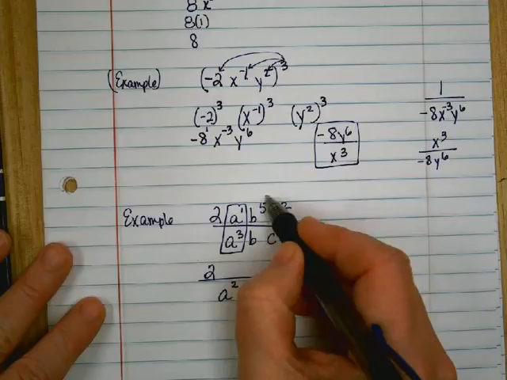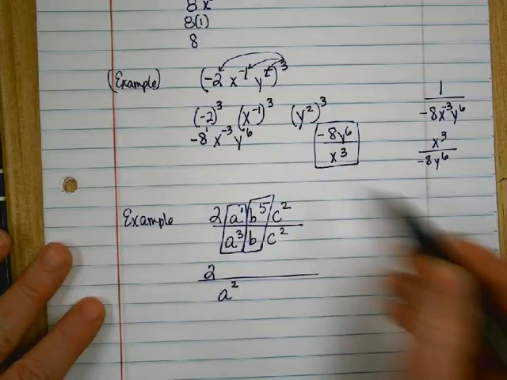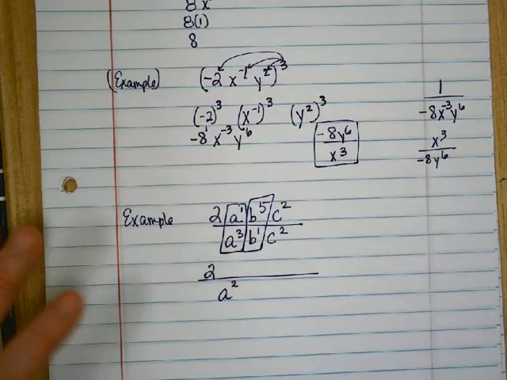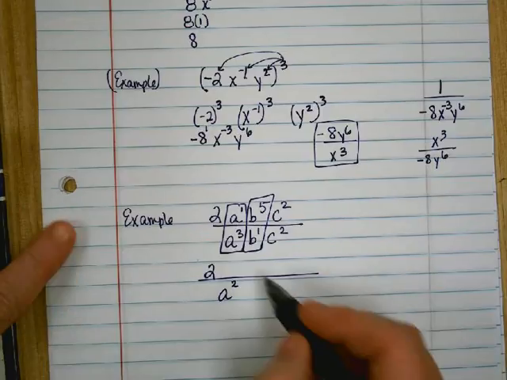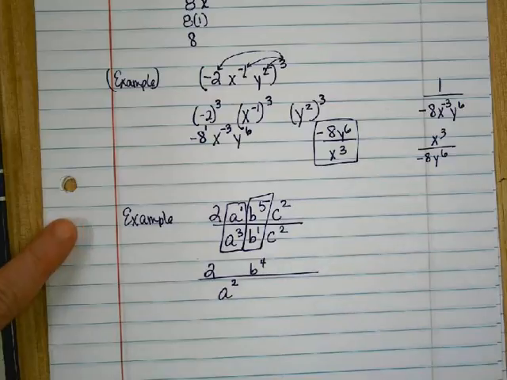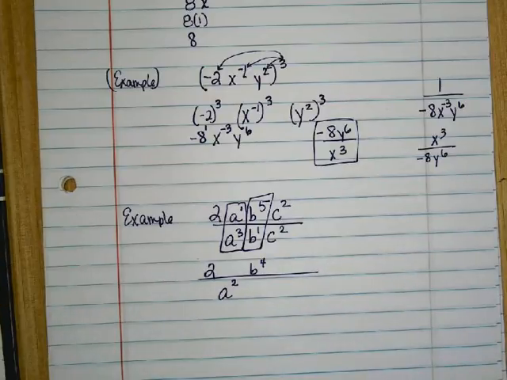What about the b's? b to the 5th over b to the 1st. When you simplify that, what are you going to get? b to the 4th. Are you going to put that in the top or in the bottom? In the top. Why does it go in the top? Because you had more b's in the top to begin with.